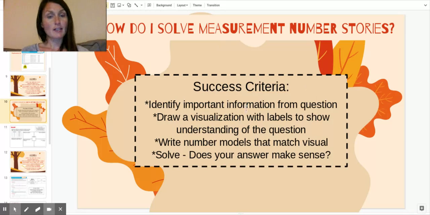And so today we're going to identify the important information. We're going to draw a visual, with labels to show our thinking. That's going to be important when it comes to the measurement today. I'm going to write my number models to show if I'm adding or subtracting, to go along with the visual that I made. And then I'm going to solve it and make sure my answer makes sense.